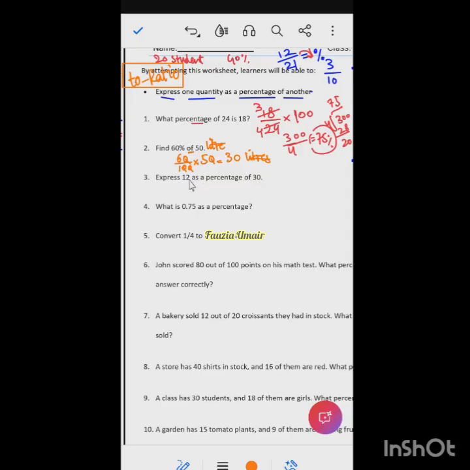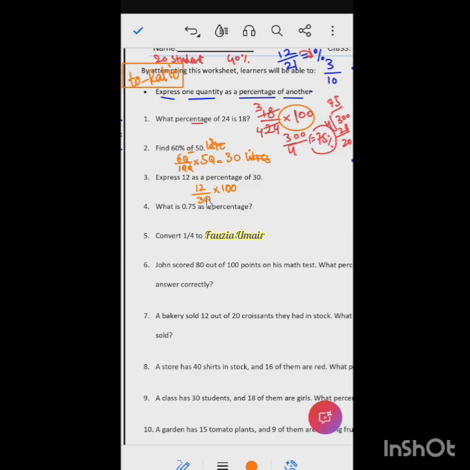Express 12 as a percentage of 30. 12 out of 30. We have to make it a percentage. How do we make a percentage, Abrish? In the first question, what did we do? The easiest method is multiplying by 100. How to convert a fraction into a percentage? The most straightforward method is to multiply it by 100.